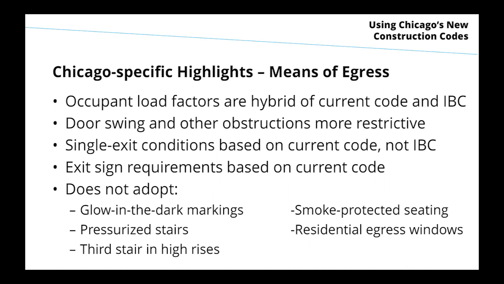Door swing restrictions, we've been more restrictive in Chicago, and that stays more restrictive. Single exit conditions are going to be much more similar to Chicago and less like the IBC. So the IBC recognizes some single exit conditions from a story in non-residential occupancies. This code will not, so they are spelled out much in the way that 13-160-050 A through O exceptions are spelled out today, those single exit conditions. But that also means that we aren't having egress windows in residential occupancies.